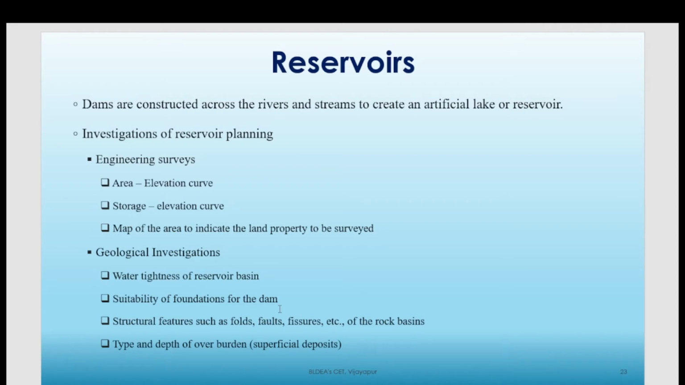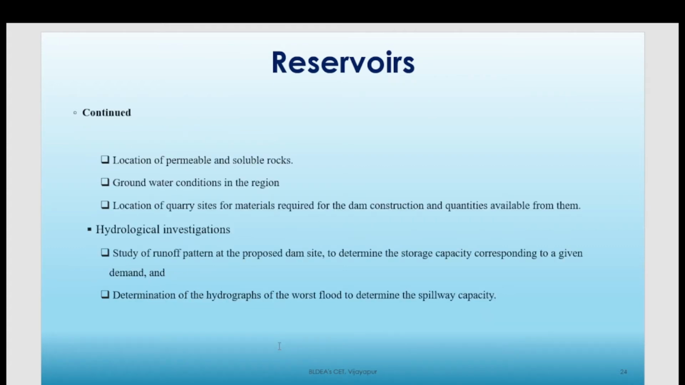So we need to find out the places or sites where we can acquire the materials that are required, for example soil or aggregates, fine aggregate, coarse aggregate, and also the cement. Because a dam is a huge structure, a lot of materials are required, and we need to identify whether these materials are readily available at the site or near the site. So this is our geological investigation.